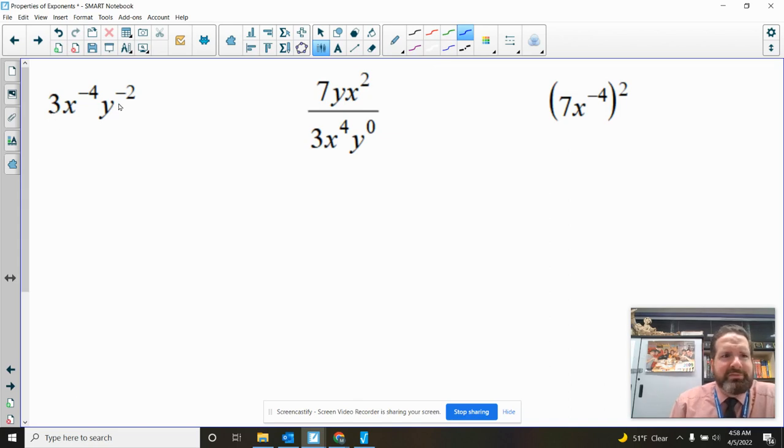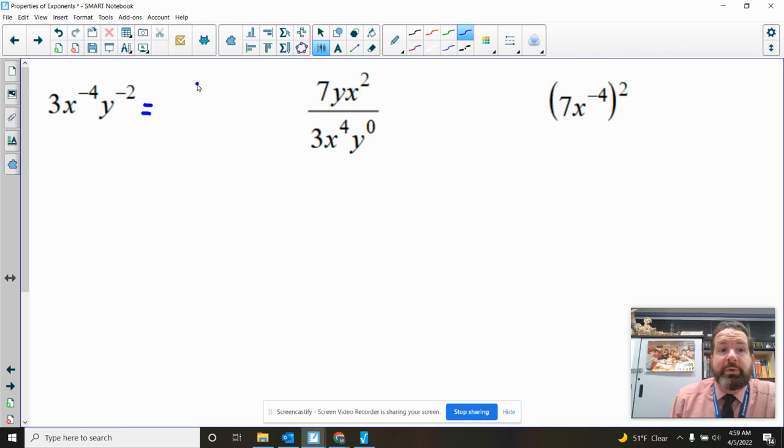Okay, what makes this one different is that I've only got one coefficient, my x's are all together, my y's are all together. The only issue here is that some of the exponents are negative, and to be simplified, I prefer to work with positive numbers if I can. So let's fix that. If an exponent is negative and you want the exponent to be positive, just move it.